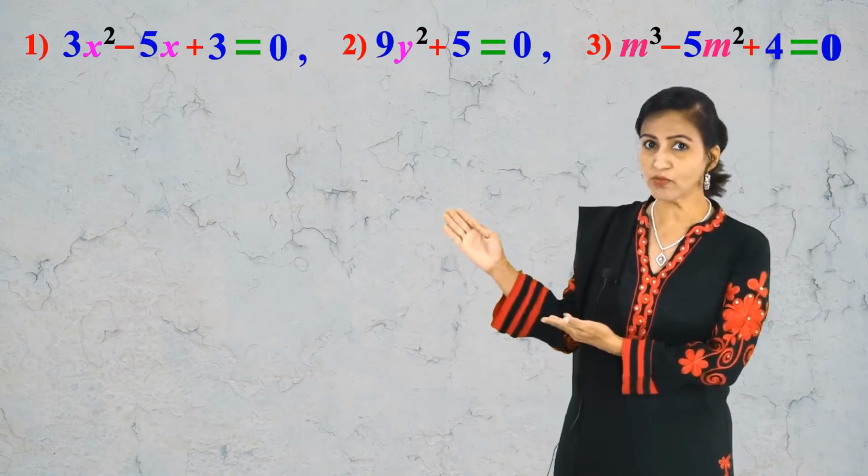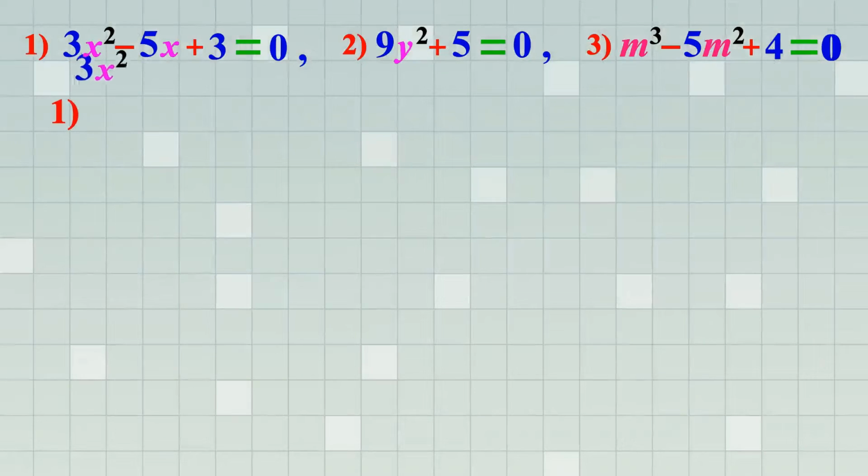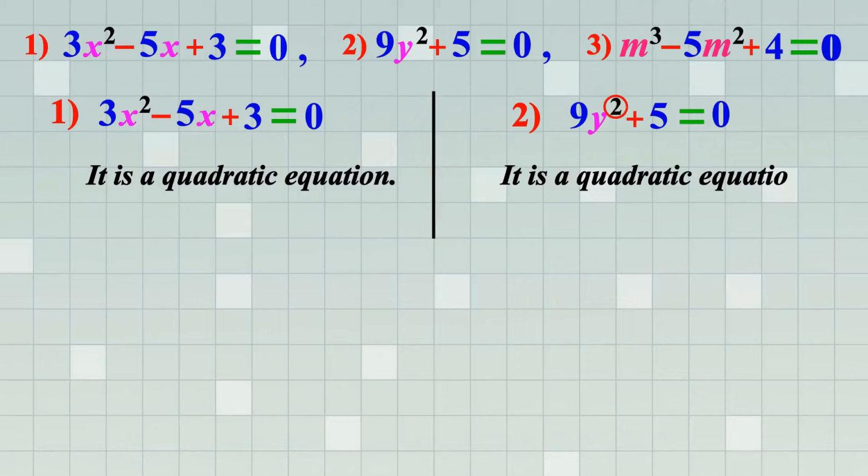Now students, see these equations. Are these equations quadratic equations? Number 1, 3x square minus 5x plus 3 is equal to 0. In this equation, there is x, only one variable. The biggest index is 2, hence it is a quadratic equation. Number 2, 9y square plus 5 is equal to 0. Here, y is the variable and the biggest index is 2, hence it is a quadratic equation.